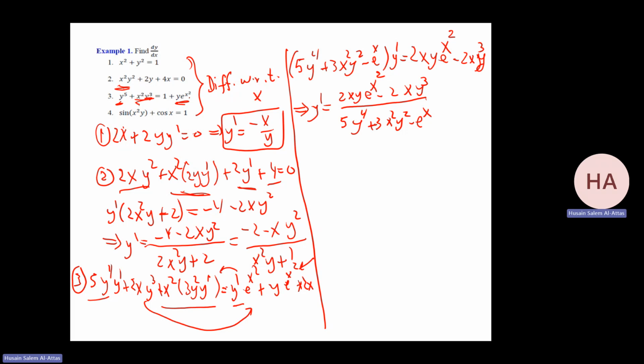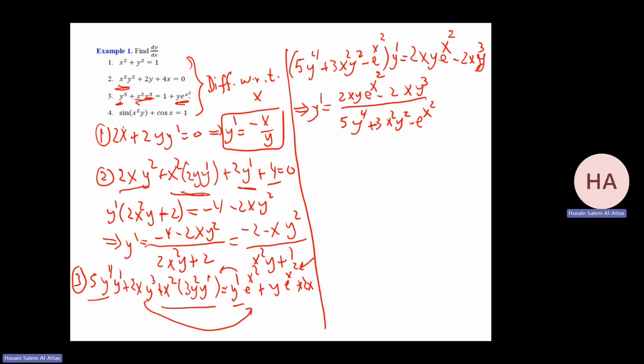So the other side will be 5y to the power 4 plus 3x squared y squared minus e to the power x squared. Sorry, this is x squared also. So this is x squared equal to xy e to the power x squared minus 2xy cubed. So I divide by that and that's it.